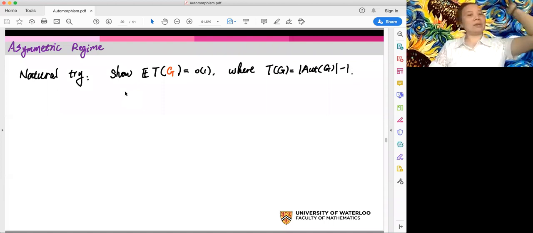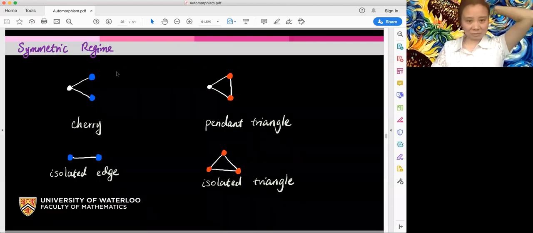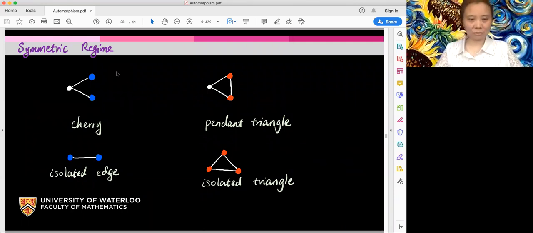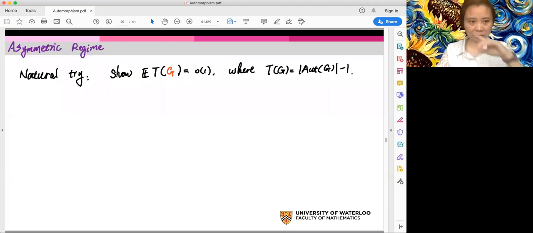All right, so in fact, this already gives you the proof of the symmetric case. It's actually very simple. For the symmetric case, you just try to prove that a certain structure, a certain subgraph, appears with high probability or with non-trivial probability, and therefore it's symmetric. Very easy proof. The non-trivial proof is for the asymmetric regime. A natural try is what Brendan McKay and Wormald did.